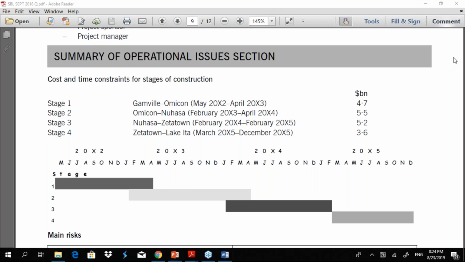Anything else that you would like to bring in to your critical evaluation? Any other observations? All right, do we have to balance the points between the contents of the PID and the operational issues section? No, you don't have to.